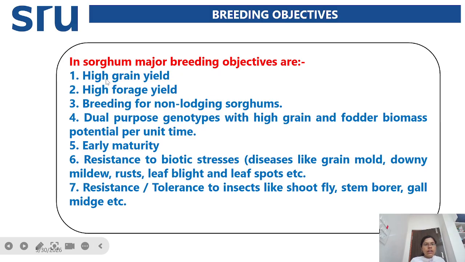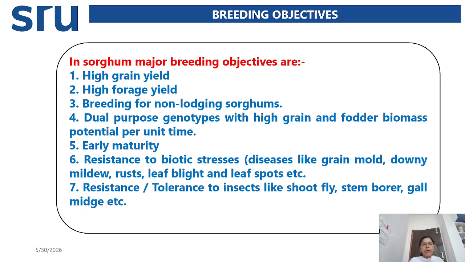Generally, for grain type, the grain yield is more important, and for the forage type, the forage yield is more important. And next is breeding for non-lodging sorghum. Generally, the height of the sorghum is very tall, so during heavy winds the plants will fall on the ground. To avoid that, we have to develop sorghum types which are non-lodging.